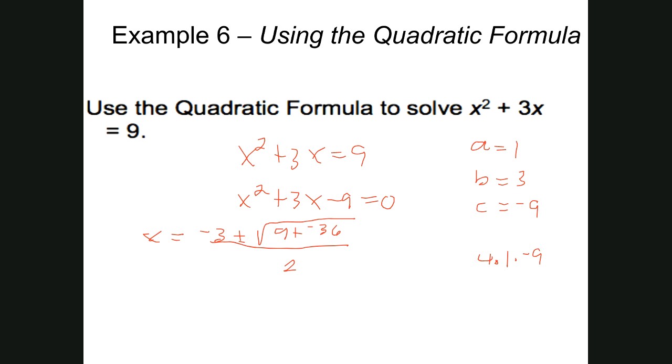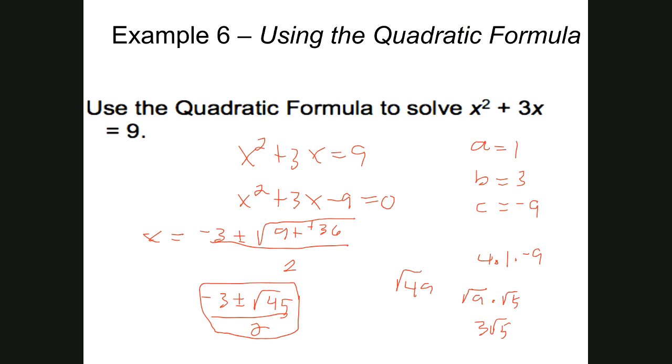So if I work that out, 9 plus 36 is 45, so I got negative 3 plus or minus the square root of 45, over 2. And I would stop right there. Because, could I simplify the square root of 45? Sure. I could rewrite this as the square root of 9 times the square root of 5, which is 3 square root of 5. So I could rewrite this as negative 3 plus or minus 3 square root of 5, over 2. That would be a much more simplified answer, but I would accept this.